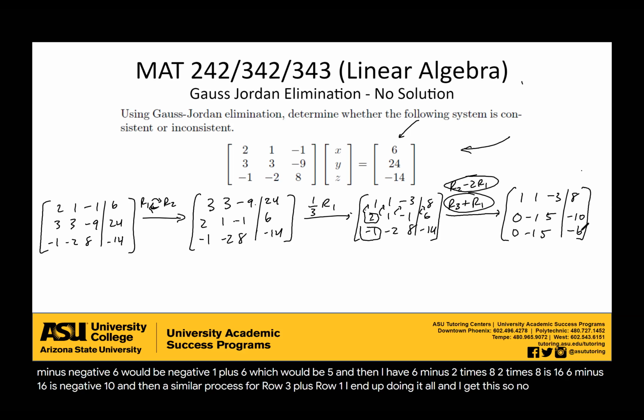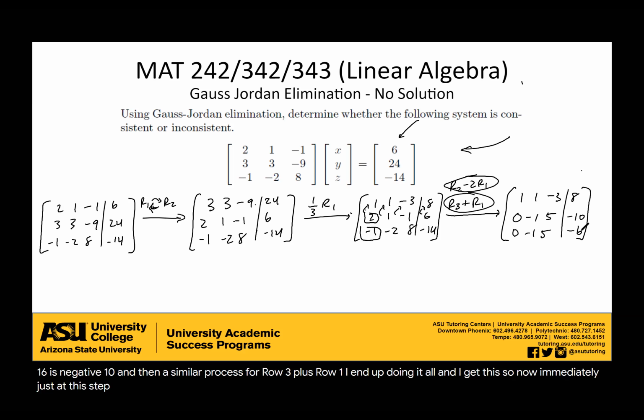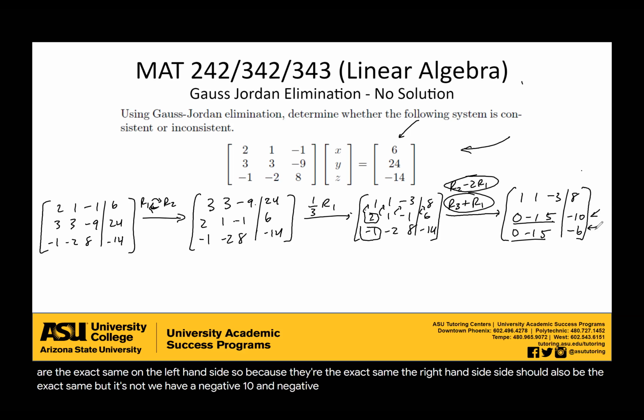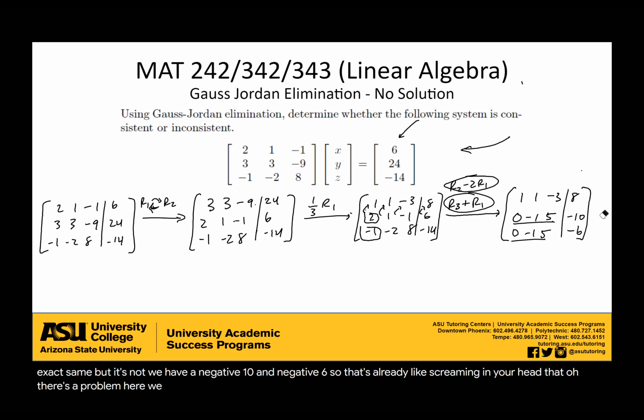So now immediately, just at this step, should already be a red flag. Because if we look at our left-hand side, the second row and the third row are the exact same on the left-hand side. So because they're the exact same, the right-hand side should also be the exact same. But it's not. We have a -10 and a -6. So that's already like screaming in your head that, uh-oh, there's a problem here. We're probably going to have no solutions just based on this, right?